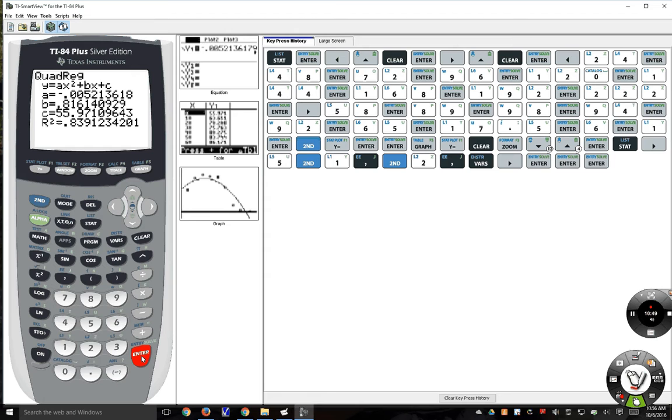All right, so notice it gives you an a, a b, and a c, and it says your equation up there is ax squared plus bx plus c. So our equation is that y is equal to negative 0.005x squared plus 0.816x plus 55.971.